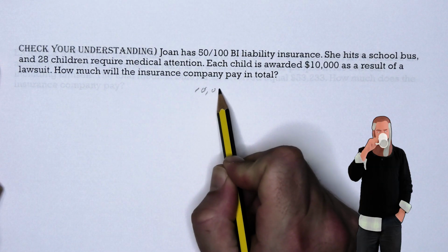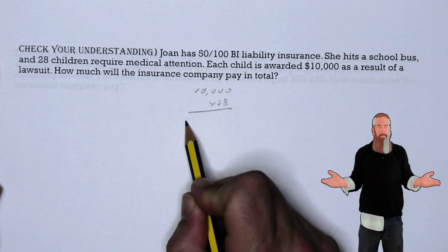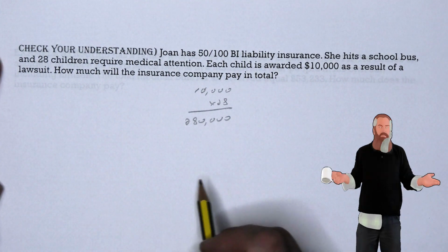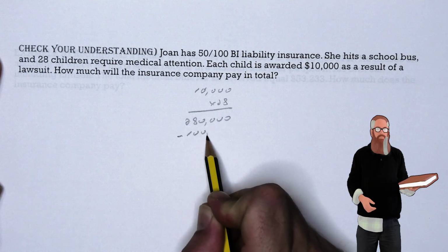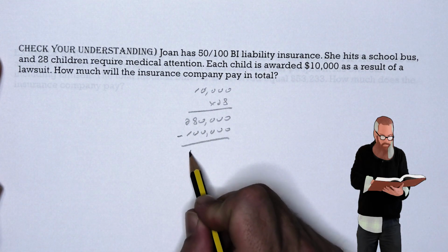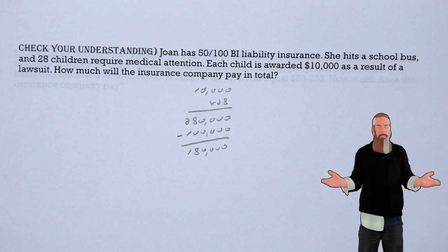Each child was awarded $10,000, and there were 28 of them, which means there is $280,000 worth of payout that's going to come. Now, the insurance company will only pay $100,000 because that is what the policy is. The remaining $180,000, that's Joan's responsibility to pay.